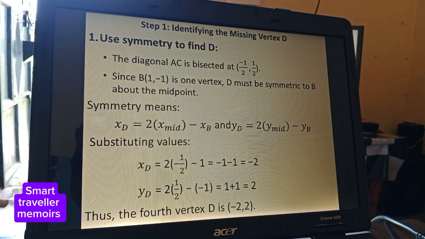Now, use symmetry to find D. Remember, I don't want guesswork. Imagining when you draw, there are other methods, but this one is at least better because you do it on paper. The diagonal AC is bisected at (-1/2, 1/2). Since B(1, -1) is one vertex, D must be symmetric to B about the midpoint.